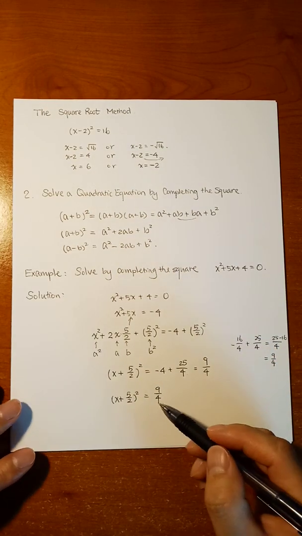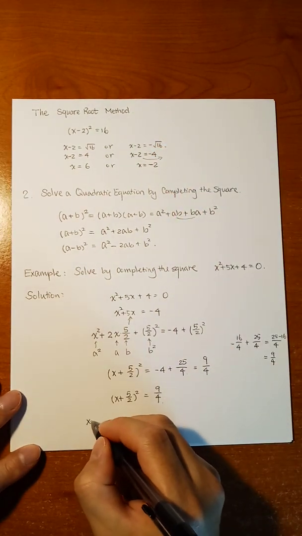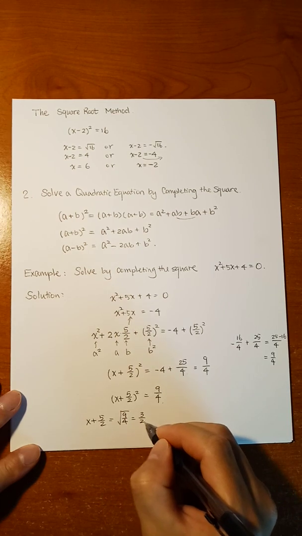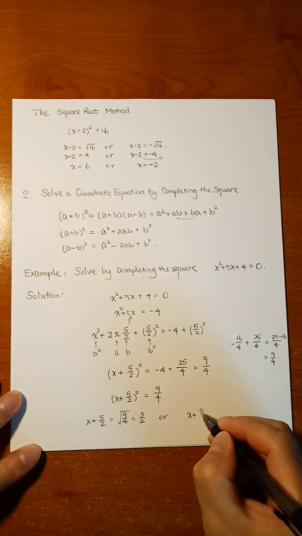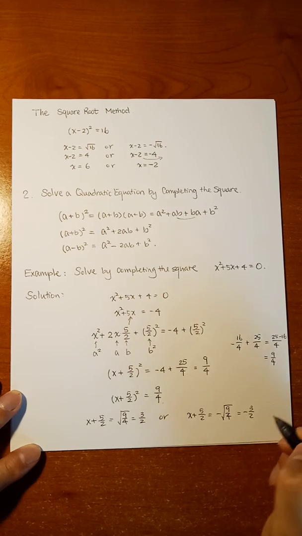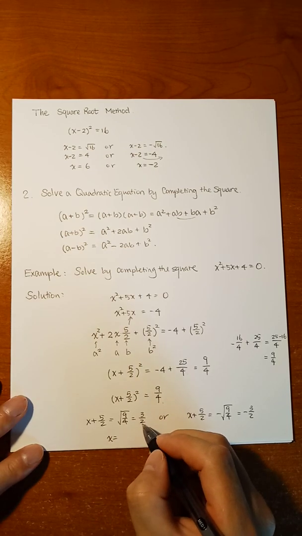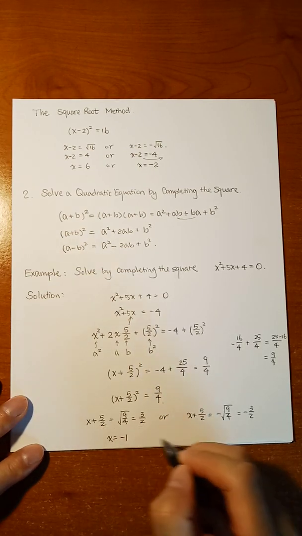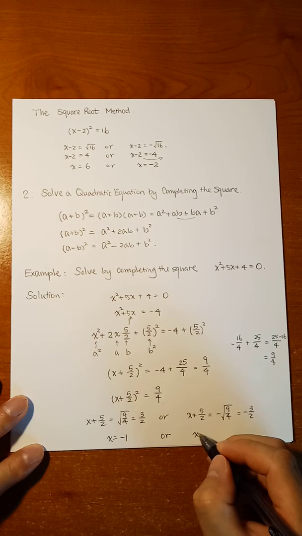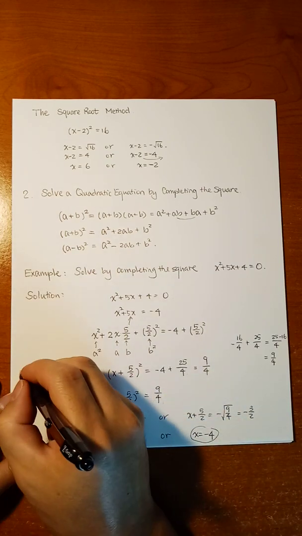Okay? And once you get this form, you can apply the square root method. You take the square root, you will get x plus 5 over 2 is a positive square root of 9 over 4, which is 3 halves, or x plus 5 halves is equal to negative square root of 9 over 4, which is negative 3 halves. And then you solve these two linear equations, you will get x is either 3 halves minus 5 halves, which is -1, or negative 3 halves minus 5 halves, which is -4. So the solution set will be -1 and -4.